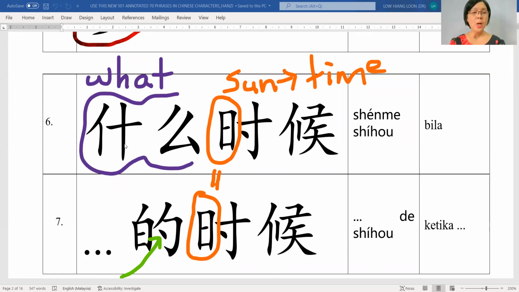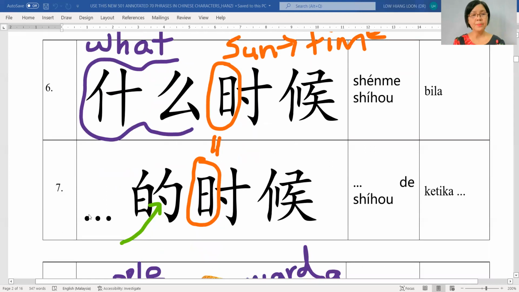When? So number 7, there is also the same word, 时候, but with another character with a big dot. This is 的. Remember this character is 的. So 的时候 is also related to time, which is during, semasa. So what you have learned before? 有空的时候, 有空 means ada masa lapang, having free time. So when or during your free time, it means.